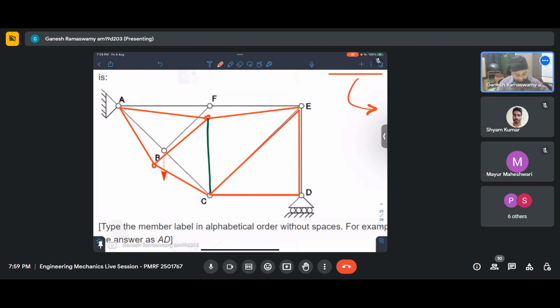If this has to come to this point, that means the green member has to deform. But we are dealing with rigid bodies. That is why this is not possible. So I hope that that is clear. That is why addition of the member CF will actually make it a stable truss.